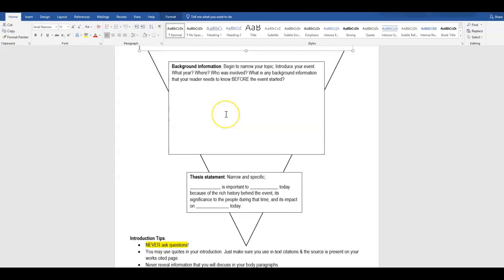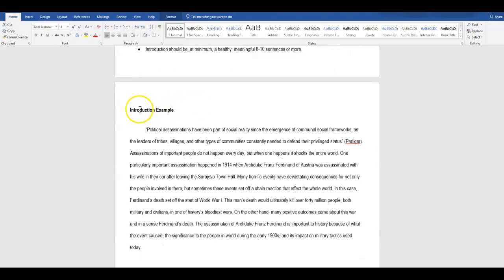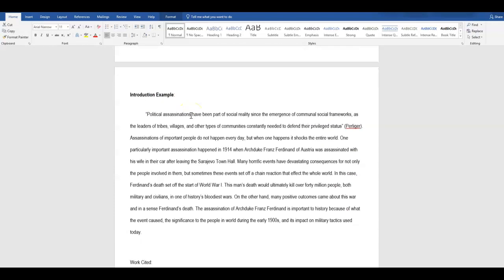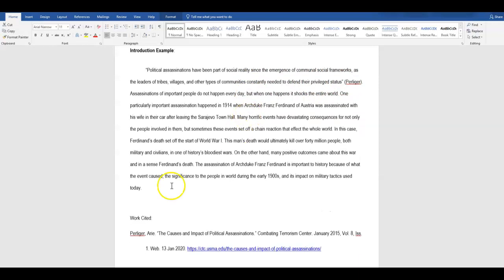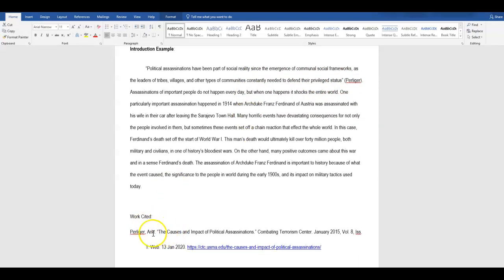Now, in this document, I have given you an introduction example. So here's one that I have. Political assassinations have been a part of social reality since the emergence of communal social frameworks, as the leaders of tribes, villages, and other types of communities constantly needed to defend their privileged status. Now, that is a quote that I got from a website. It's an actual article, and Perliger is the last name of the author, and so his name is going to go in the in-text citations.